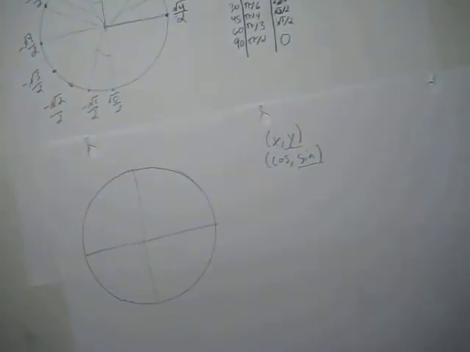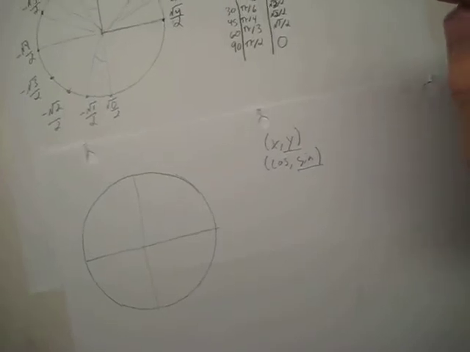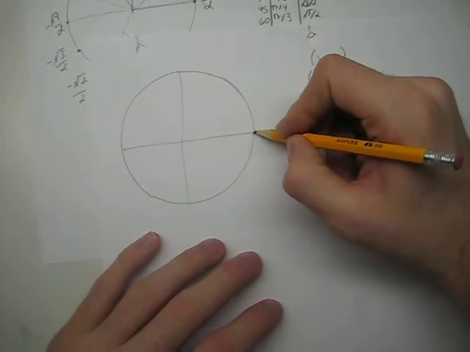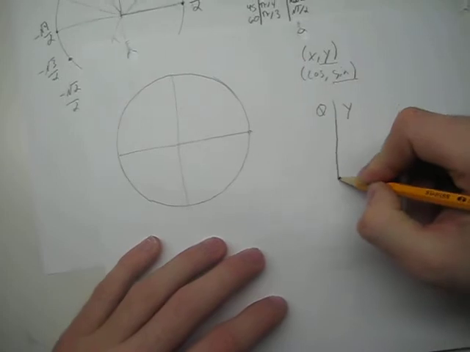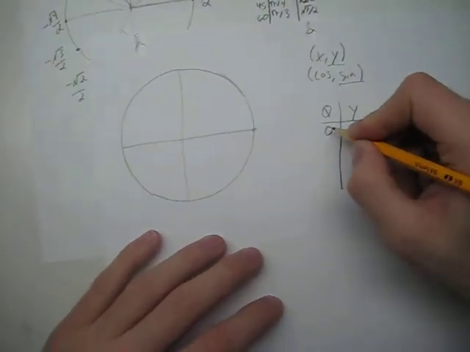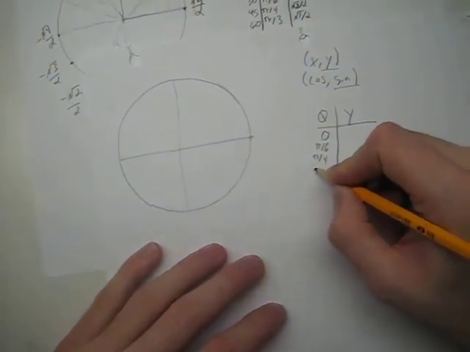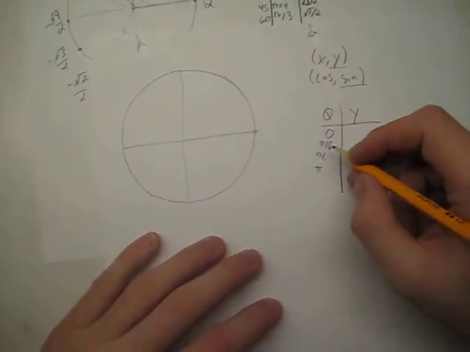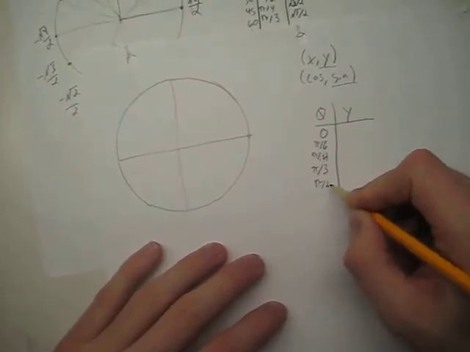Now, if you can imagine, we're going to try to do the exact same thing, and it's going to follow a very similar pattern, except there's going to be a small difference. Okay? So, at this point, we're going to have theta, and we're going to find the y value. Okay, so we'll start off at theta, pi over 6, pi over 4, pi over 3, then we'll say pi over 2.